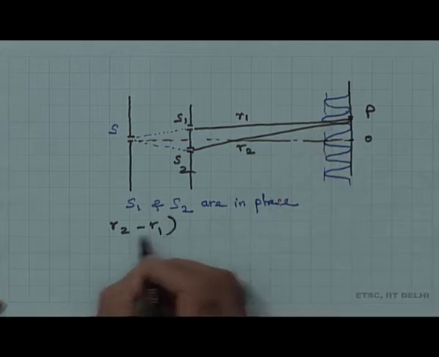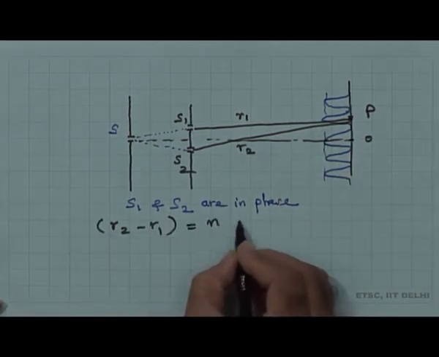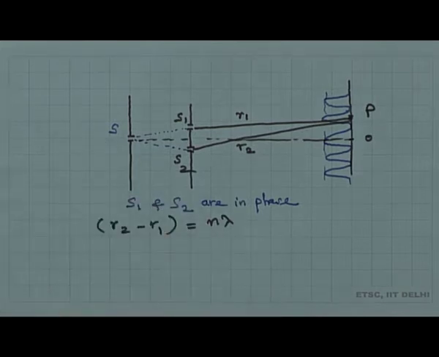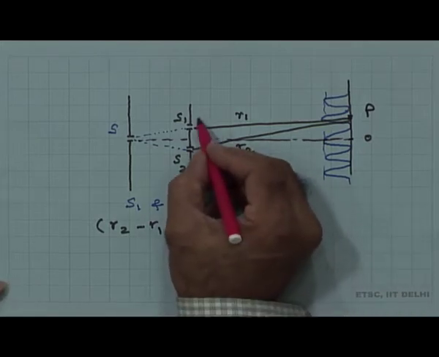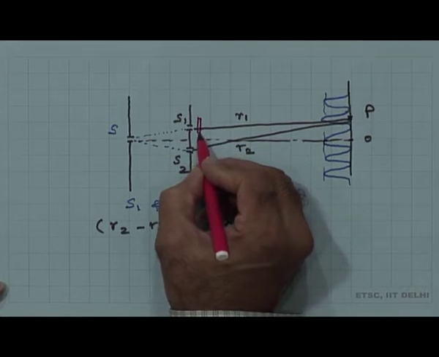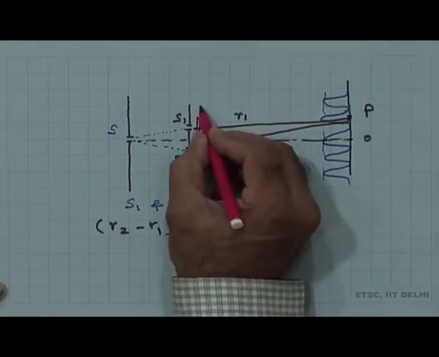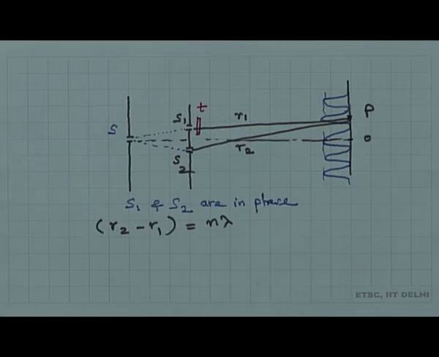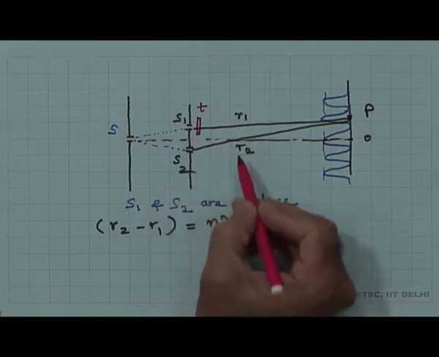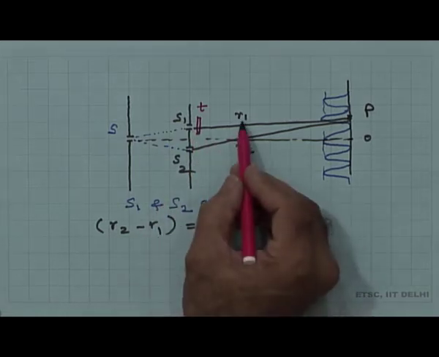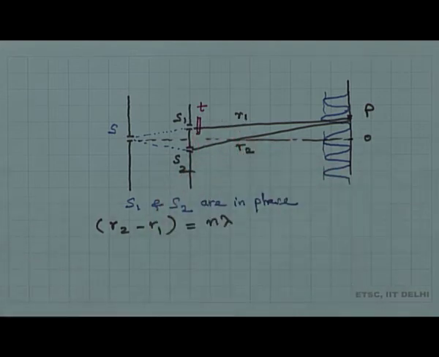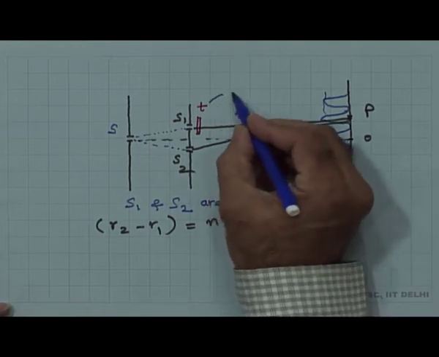If it corresponds to a maximum, then this would be an integral multiple of lambda, where lambda is the wavelength of the source. But now, if I introduce a thin sheet of, say, plastic or glass, of thickness T, then what would happen? Obviously, we expect a difference in phase. The phase difference R2 minus R1 is now different because we have introduced a thin sheet of a material whose refractive index is n.